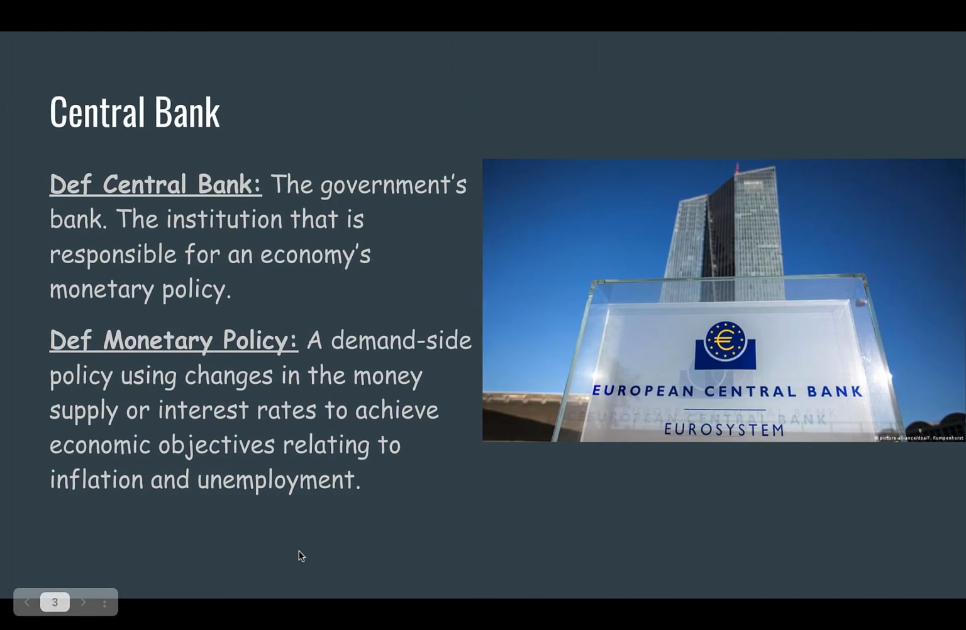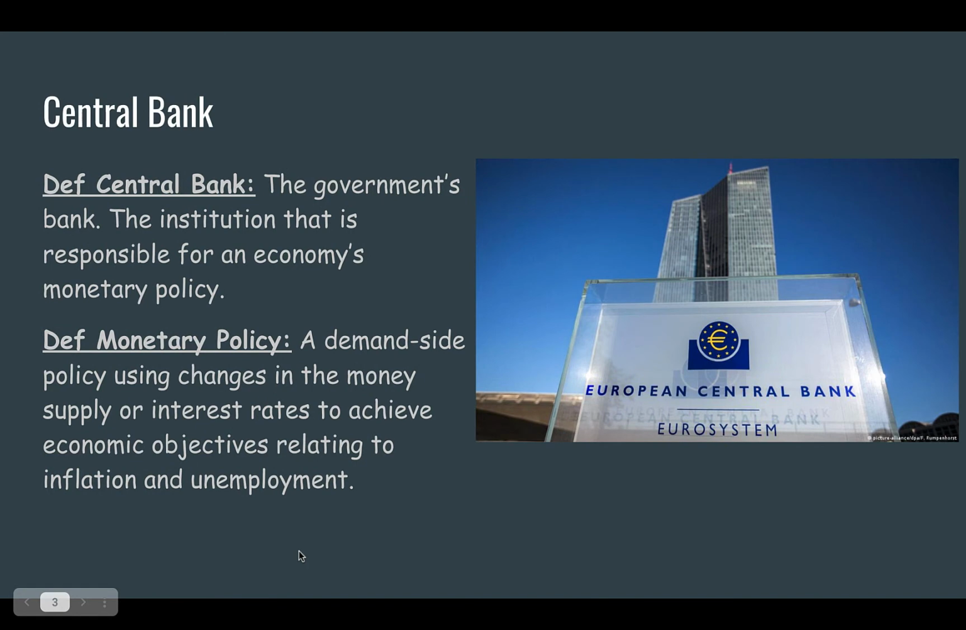Okay, so let's get deeper into the things that you do need to learn off word perfect. The first thing about the central bank is it's the government's bank. So all payments from the government and all receipts to the government would be made by or into this account, into this central bank. And it's the institution that is responsible for an economy's monetary policy. So the definition of central bank that you just learned off word perfect: the government's bank, the institution that is responsible for an economy's monetary policy.